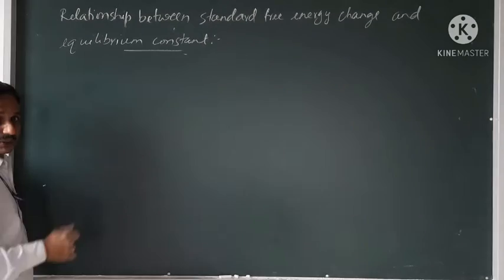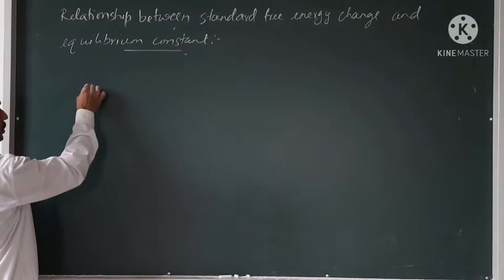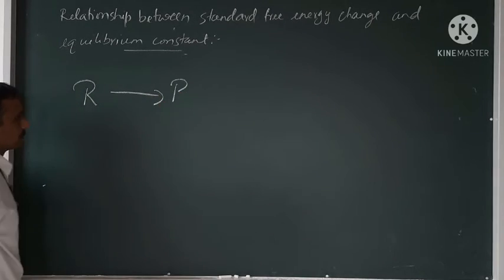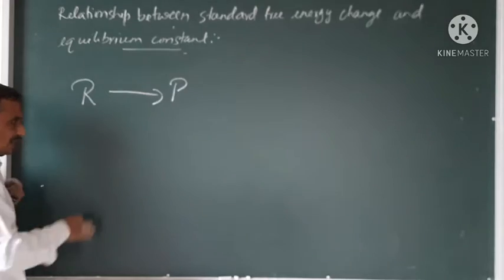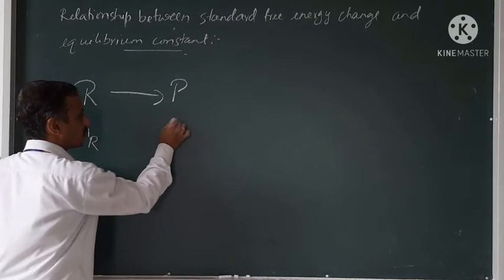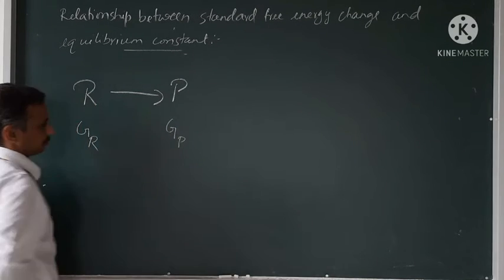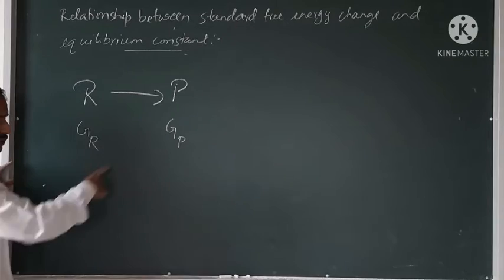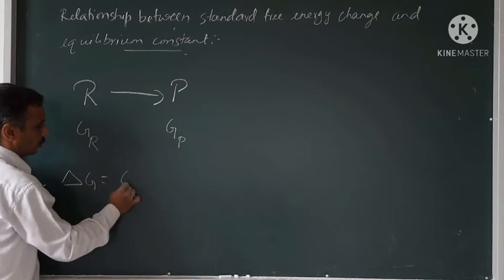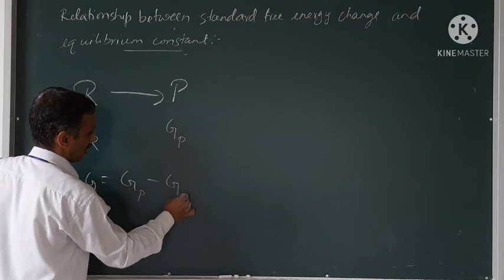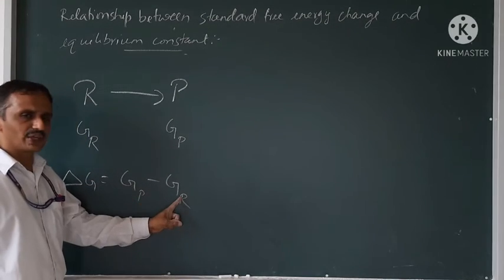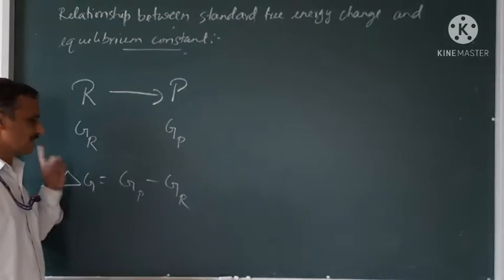Now, what is free energy change? Say this is the reactant giving the product. Before the reaction, they have energy, we call it GR. After the reaction, they have energy GP. The difference between these is called the free energy change. Delta G is equal to GP minus GR: free energy of the product minus free energy of the reactant.